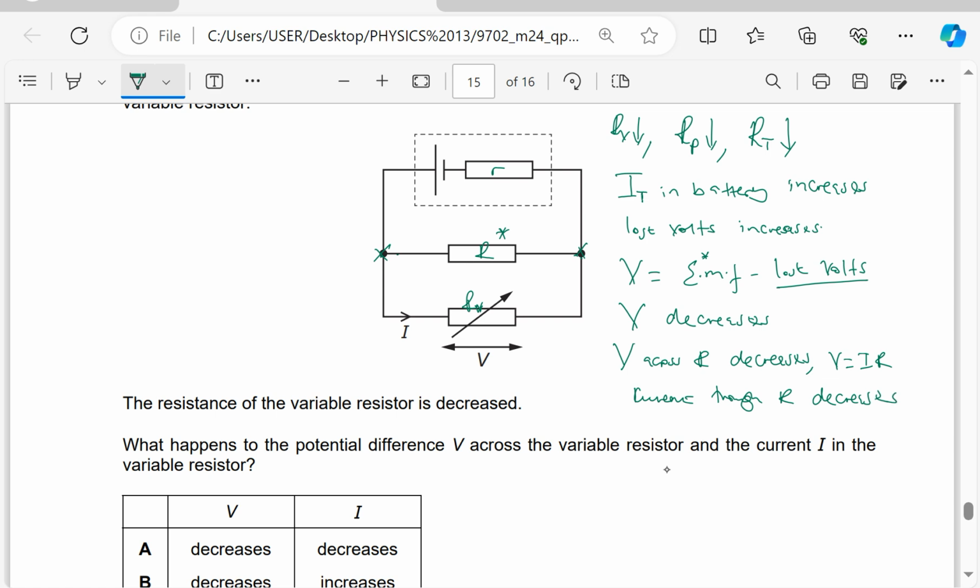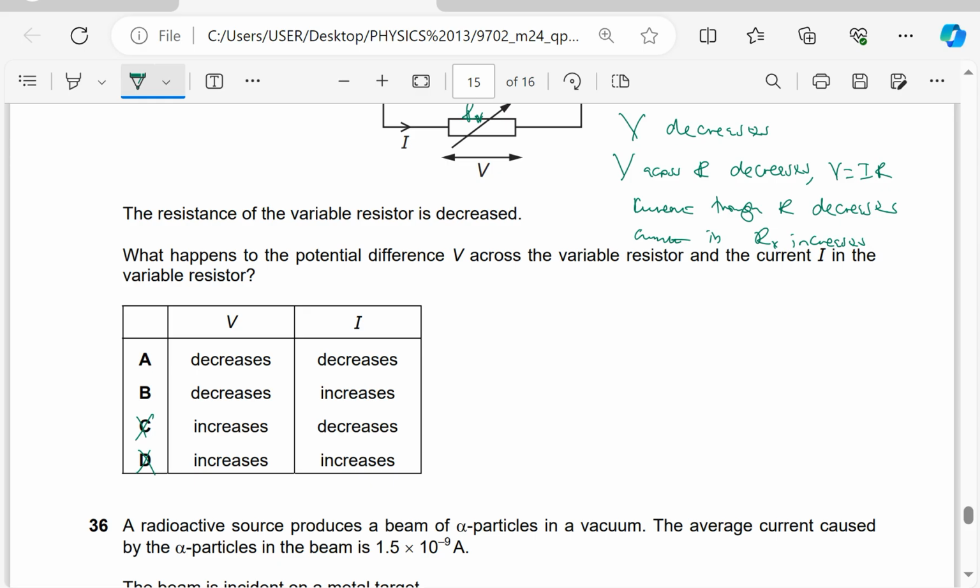And because it is the same PD across the other one, whose resistance has gone down, it means the current in RV increases, because the PD should remain the same. So it means I increases, so the answer is going to be B.